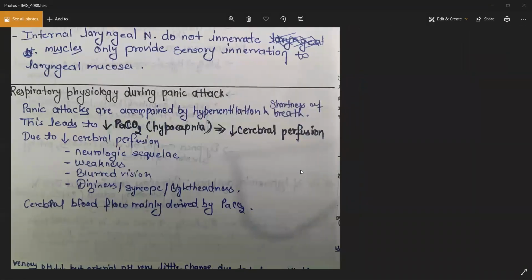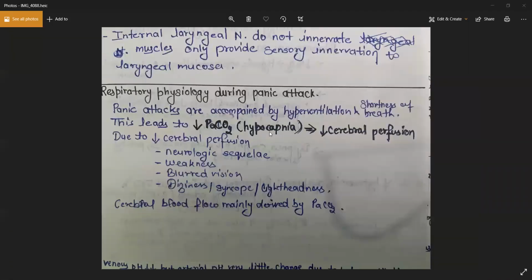Okay, so let's discuss the physiology that happens at the time of a panic attack. In a panic attack, the major thing is hyperventilation. The breathing rate of the patient becomes very much increased. The depth of breathing will also be increased. So deep breathing and hyperventilation is what you will see in a panic attack.